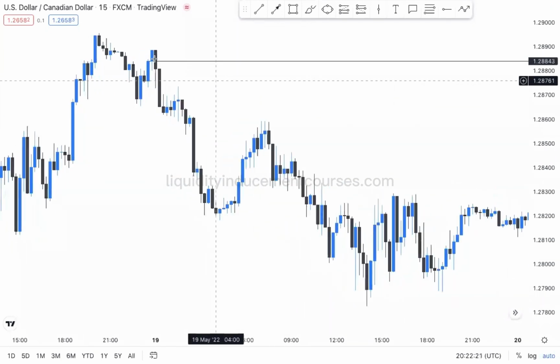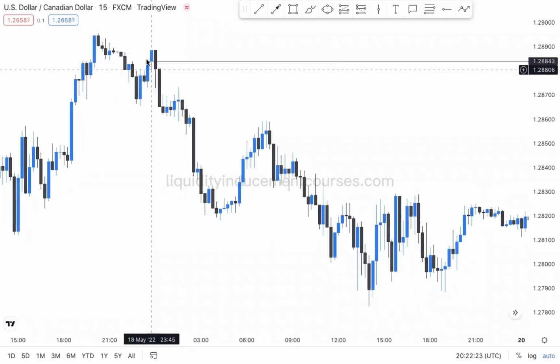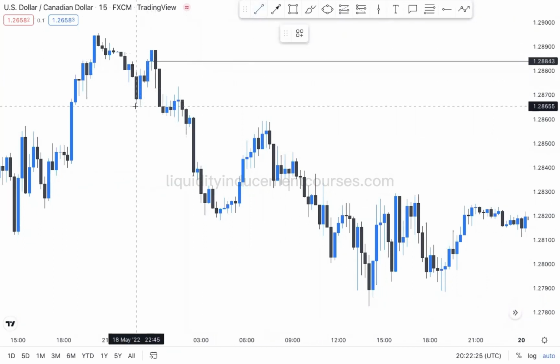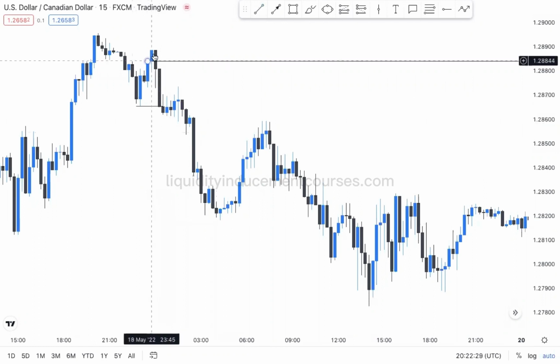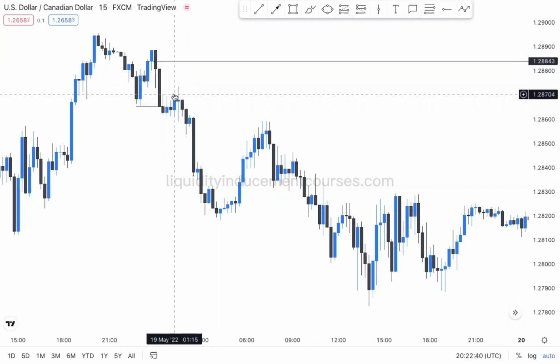Okay, why have I marked this zone? This is the last up candle before we had this break of structure here. So this is where price was actually reacting from. Okay, this was the supply that sponsored the sell to the downside. And then we have this large imbalance from here to here, and then we still had imbalances on the side that needed to be filled.